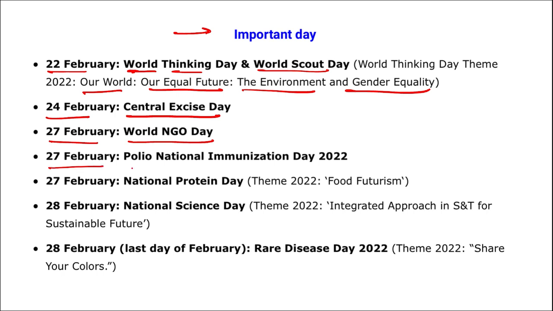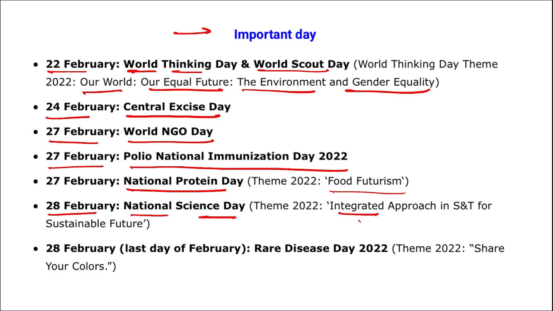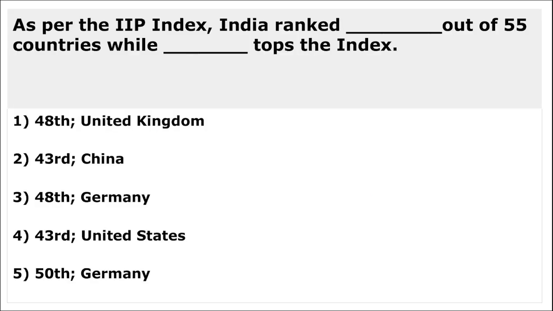27th only, we observe World Polio National Immunization Day, along with National Protein Day with the theme Food Futurism. 28th Feb as National Science Day with the theme Integrated Approach in Science and Technology for Sustainable Future. We made a video on this, so do check it out. Then the last day of February as Rare Disease Day with the theme Share Your Colors.